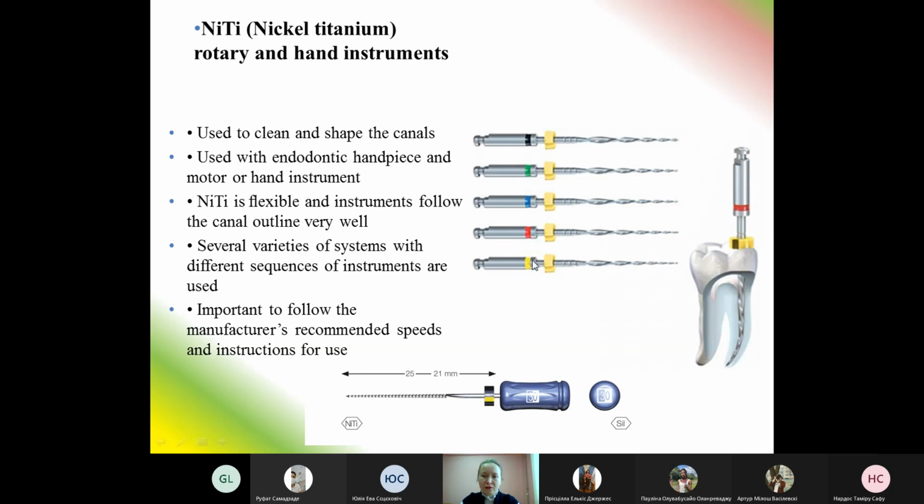The rotary ones are used with an endodontic handpiece, and hand instruments are obviously used by hand. NITI is flexible and follows the canal outline very well. Several varieties of systems with different sequences of instruments are used. It is important to follow the manufacturer's recommended speeds and instructions for use when it comes to rotary NITI instruments.